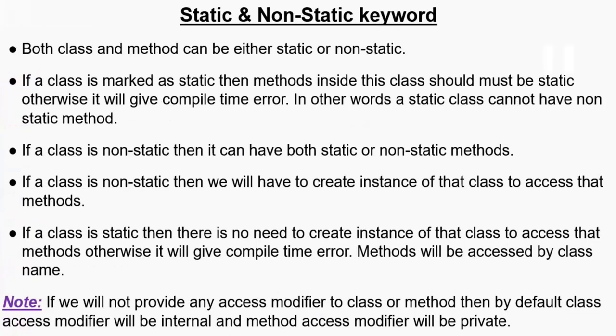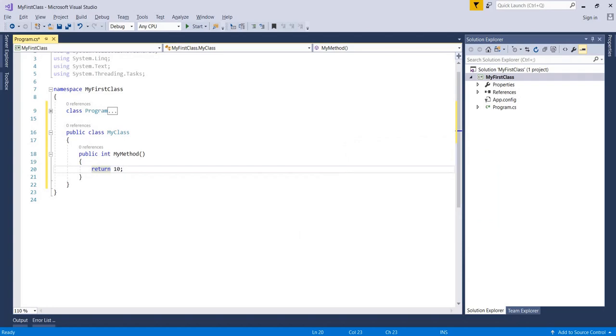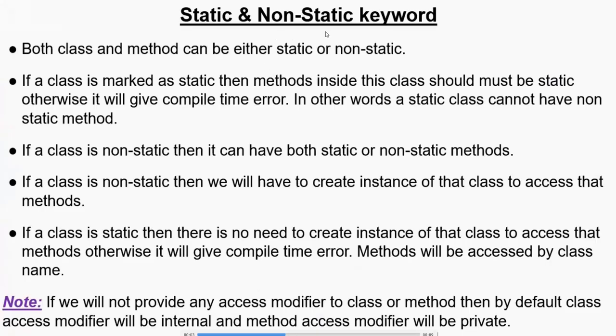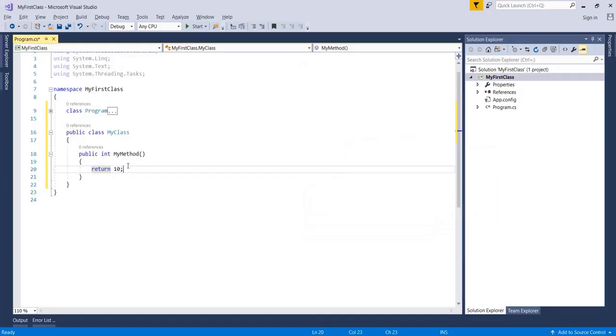Okay, now we have seen class and method. Now we have the keywords static and non-static. Okay, static and non-static. So we will see in a few points. Both class and method can be either static or non-static. For now we will give the void return type.